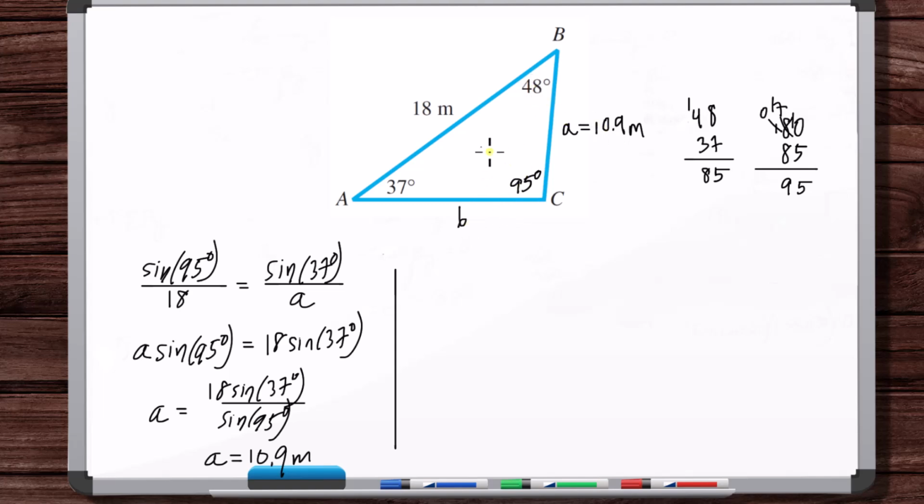Or we could do sine of 95 over 18 is equal to sine of 48 over b. Well, since we have a choice, let's use what's given, because that's going to reduce the rounding errors. It really technically doesn't matter, but it's just something to think about. It's good practice. So we'll go ahead and say, all right, b over sine of 48 is equal to 18 over sine of 95.